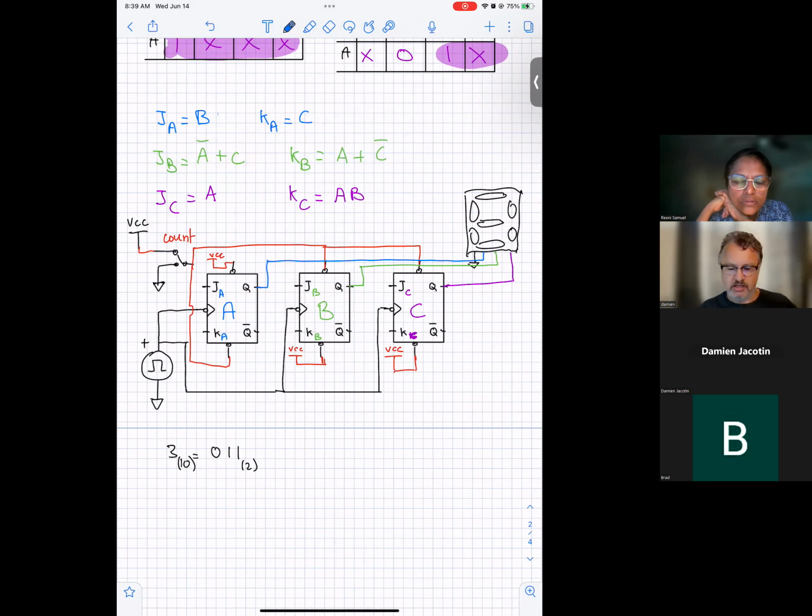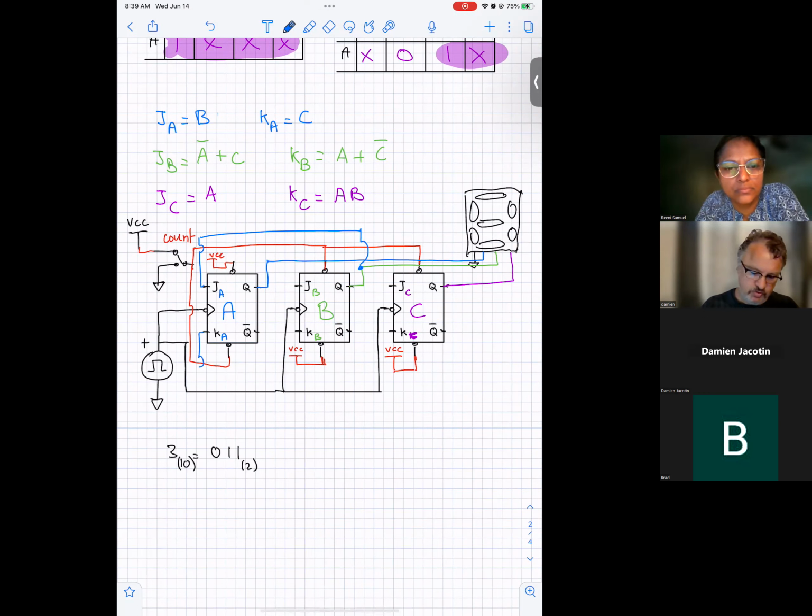So as you can see, JA is connected to B. Okay, that's this one right here. JA is connected to B. So B is connected to JA. So I'm going to have this one right here. There you go. JA is connected to B and KA is connected to C. So KA, I don't want it to be too messy, so I'm going to go below my graph. Right here, it's going to be connected to C. There you go, done. Flip-flop A is connected.